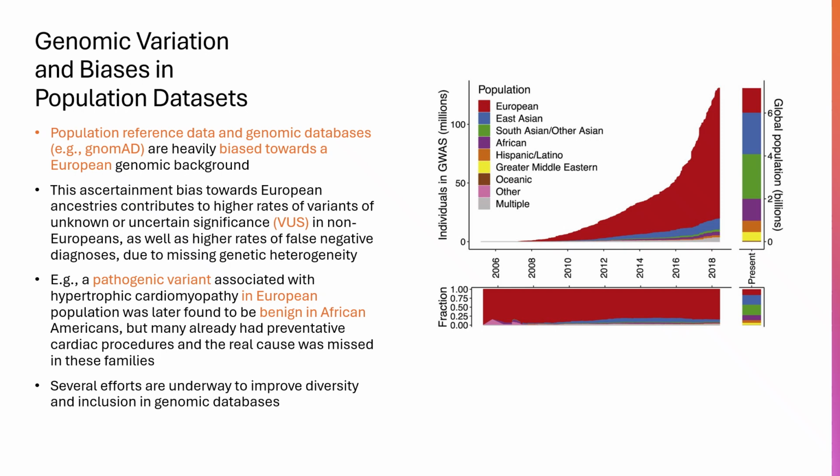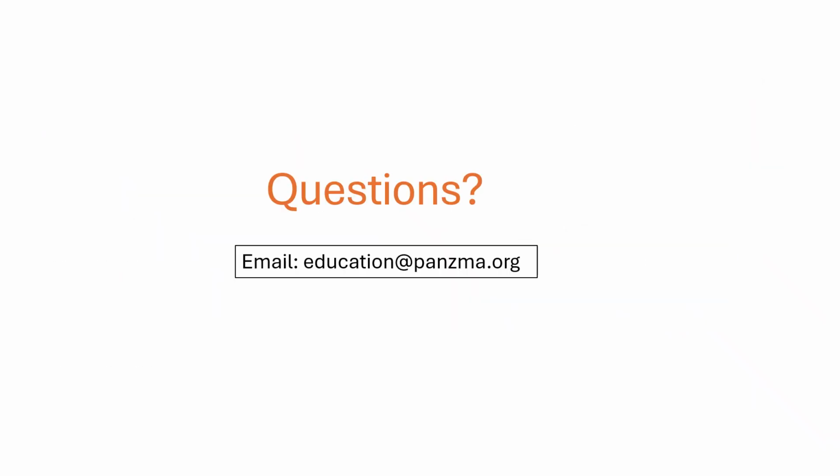Several efforts are currently underway to improve diversity and inclusion in genomic databases, so watch this space. There is a lot of effort happening, particularly in African populations as well. So it is possible that in the future we would have a more homogeneous mix of different databases instead of the way it is, as you can see here, heavily biased towards the European population. So with that, I would end this particular lecture, and I'm very happy to take any questions if you've got any.